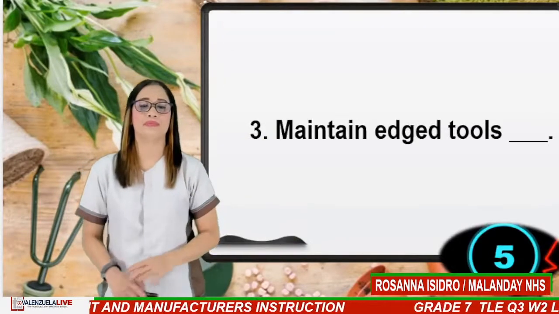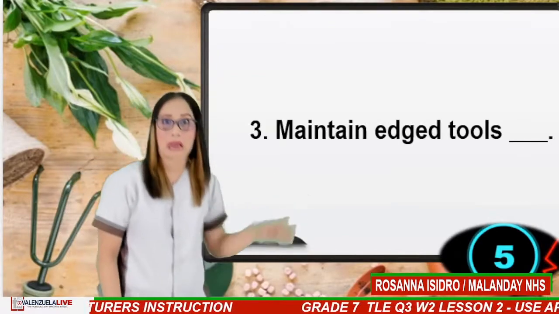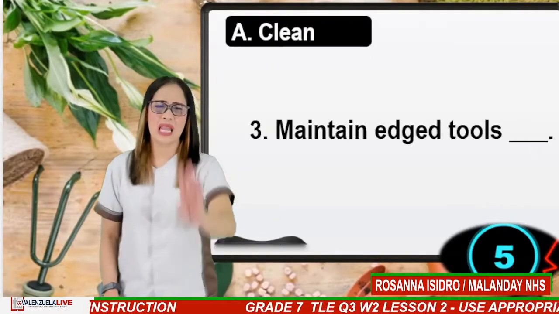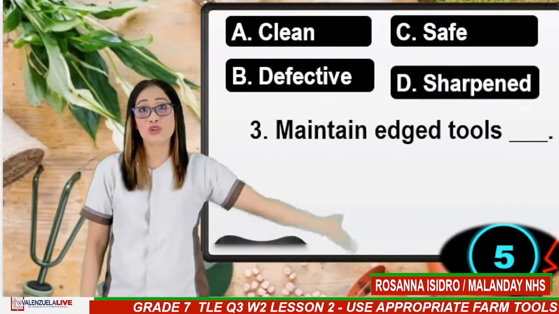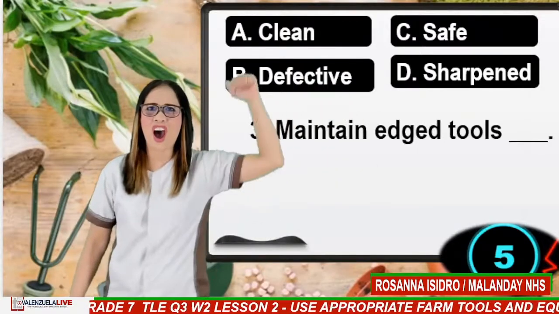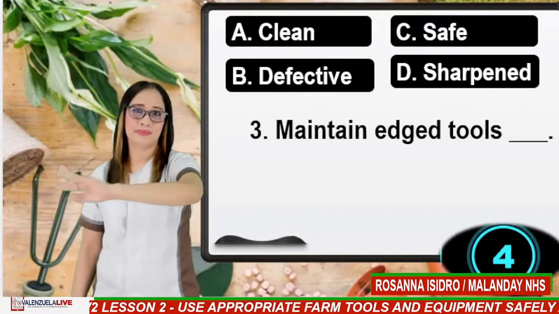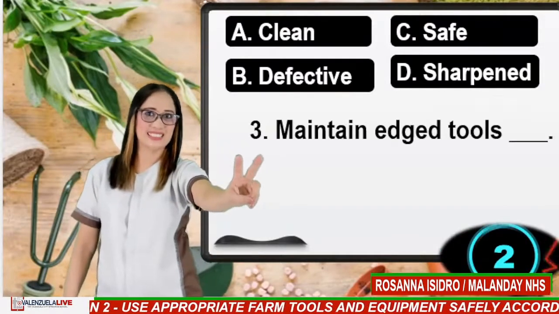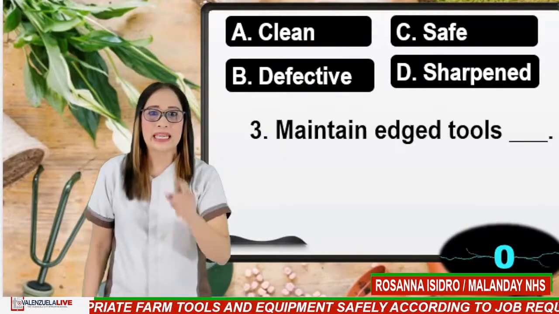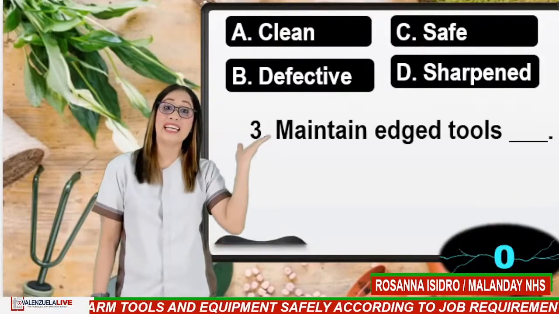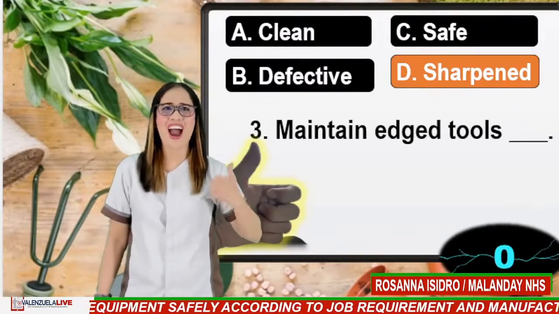Number 3. Maintain edge tools blank. Letter A, clean. Letter B, defective. Letter C, safe. Letter D, sharpen. Your time starts now. Oops, time is up. If your answer for number 3 is letter D, sharpen, you are good.